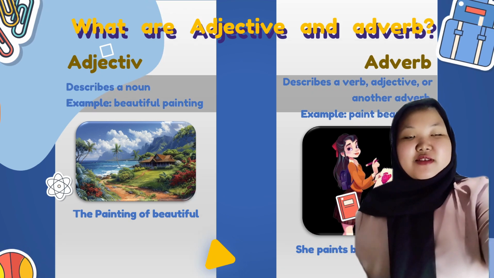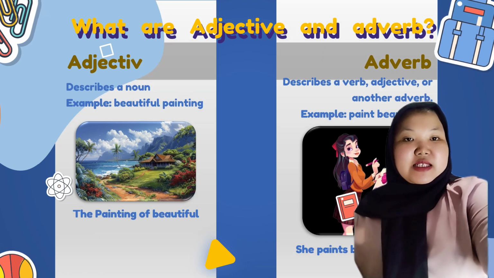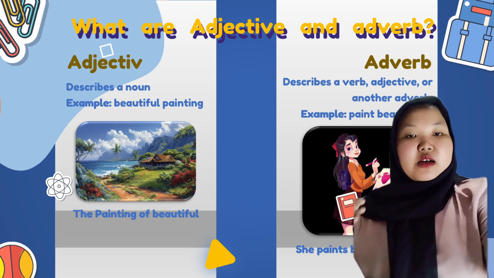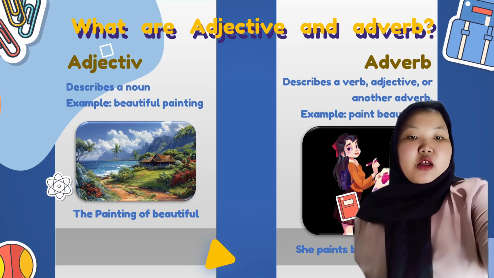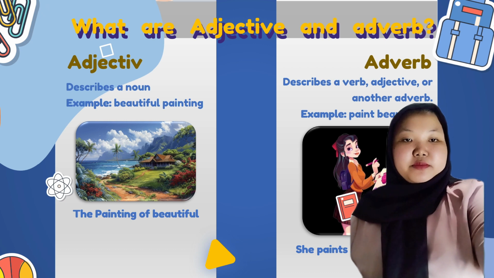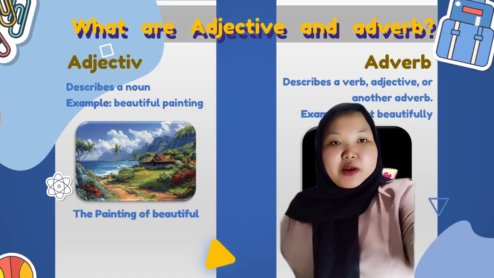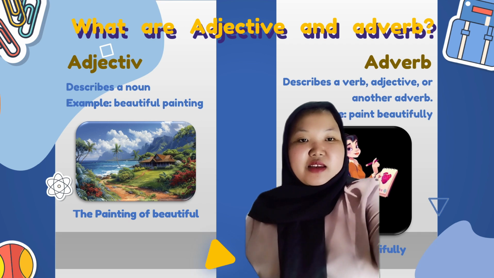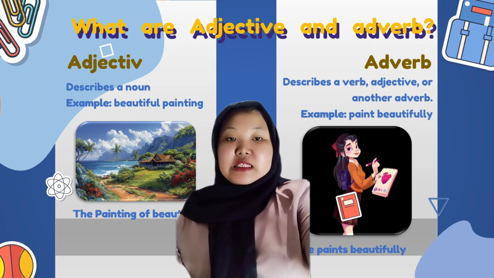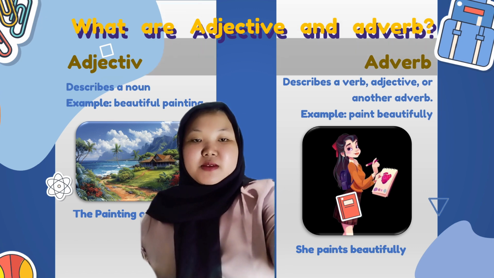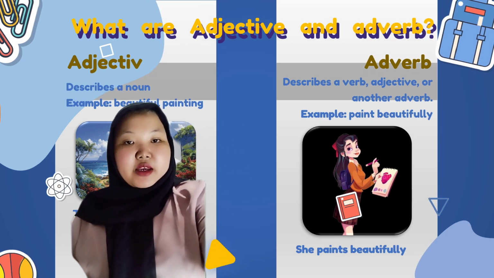On the left side, an adjective describes a noun, and the example, beautiful painting. Beautiful is the adjective because it tells us what the painting looks like. It gives more information about the thing, the painting.